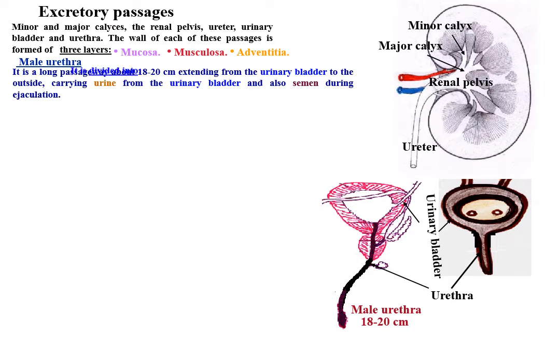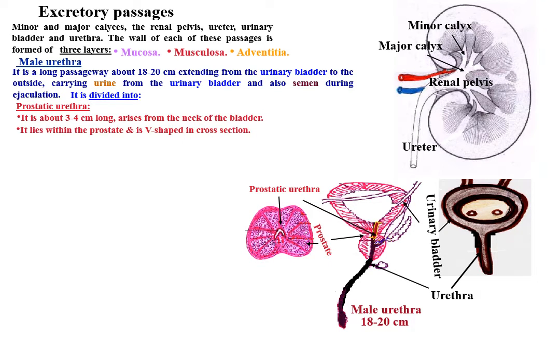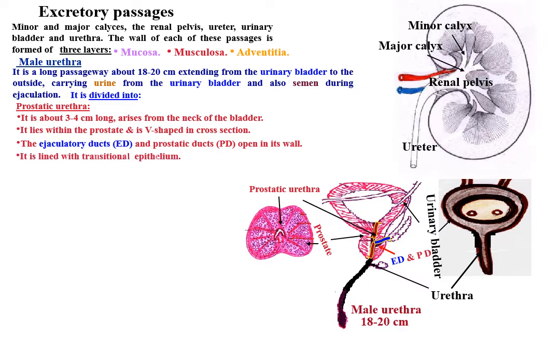It is divided into prostatic urethra, about 3 to 4 centimeters long, which arises from the neck of the bladder. It lies within the prostate and is V-shaped in cross-section. The ejaculatory ducts and prostatic ducts open in its wall. It is lined with transitional epithelium. Smooth muscle fibers are arranged around the wall, forming the internal sphincter.